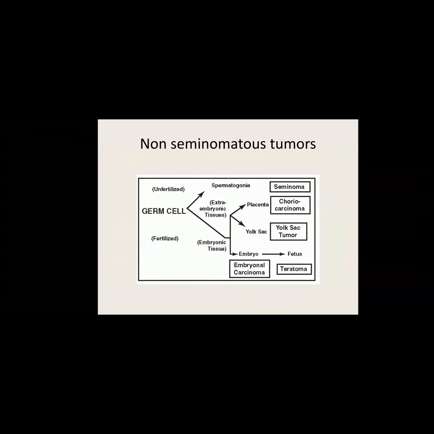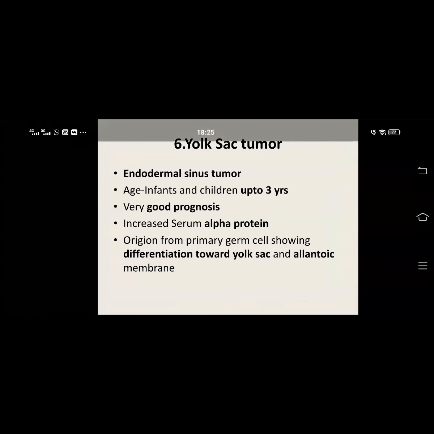Then we will move on to the yolk sac tumor. The yolk sac tumor is also called the endodermal sinus tumor. Yolk means young, you have to remember. Usually it may be found in the age group up to 3 years, and the prognosis is very, very good in these patients. Increased serum alpha fetoprotein will be found.